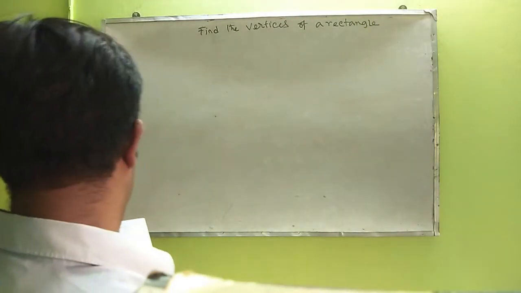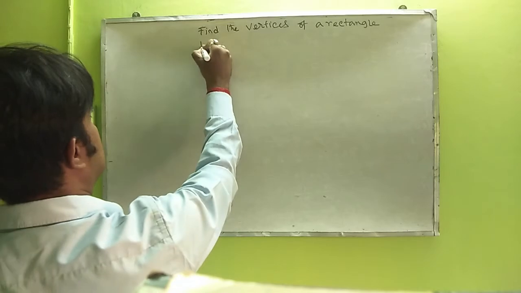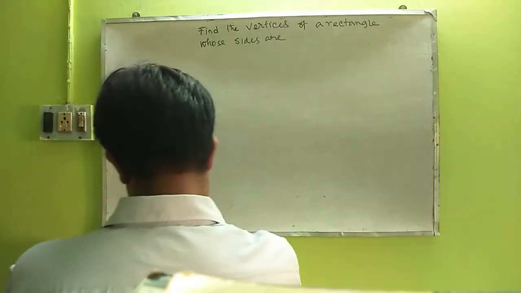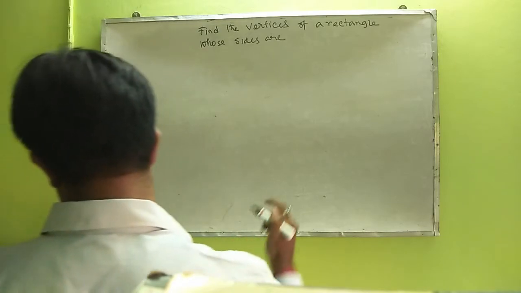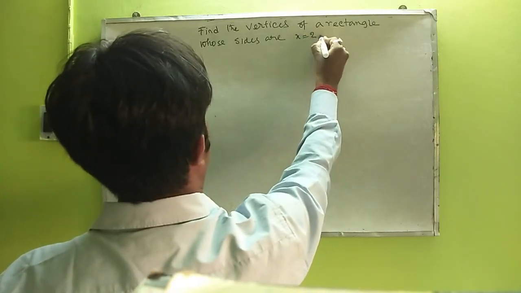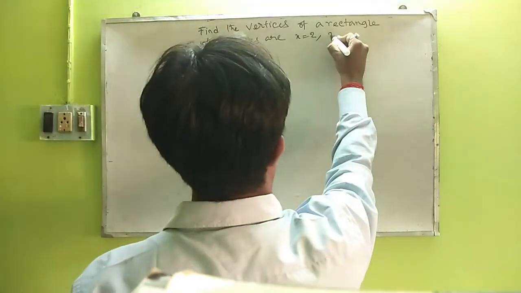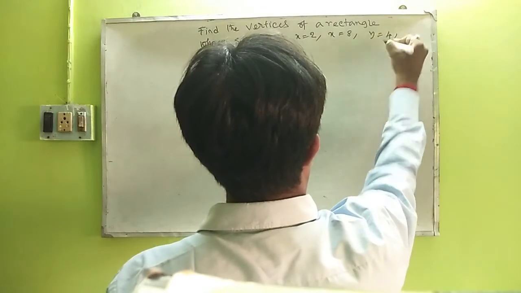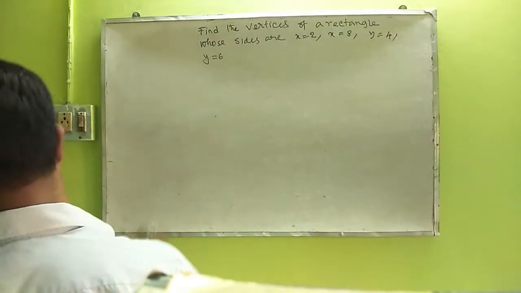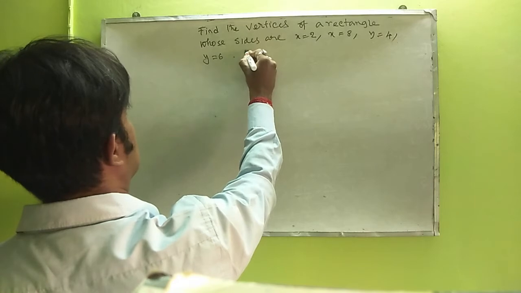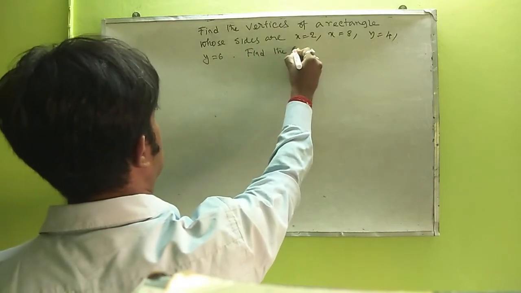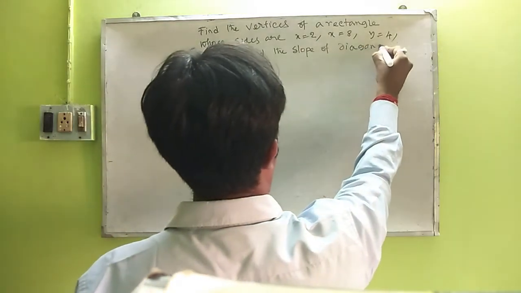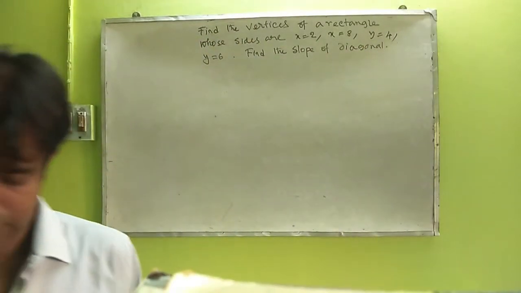Find the vertices of a rectangle whose sides are x is equal to 2, x is equal to 8, y is equal to 4, y is equal to 6. Find the slope of the diagonal.